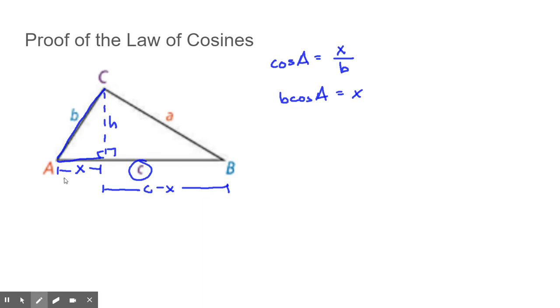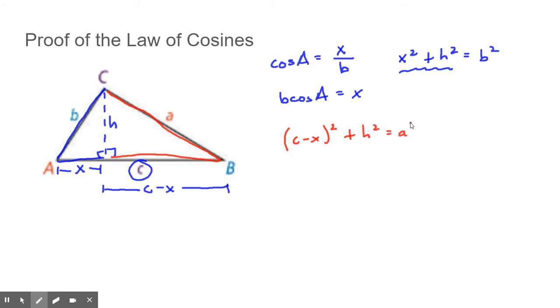The second formula I'm going to use is Pythagorean theorem with this triangle on the left. So that would be x squared plus h squared equals b squared. And I think you're going to see this somewhere else, x squared plus h squared. And then the final thing I'm going to do is use this triangle, and I'm also going to do Pythagorean theorem. So it's going to be (c minus x) squared plus h squared equals a squared.